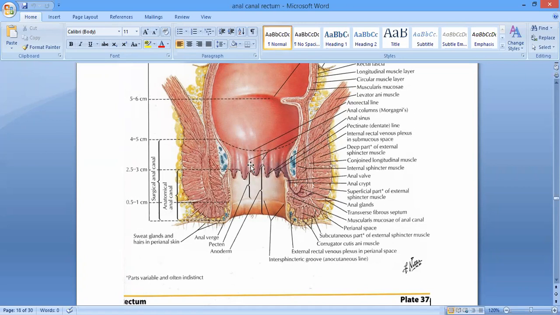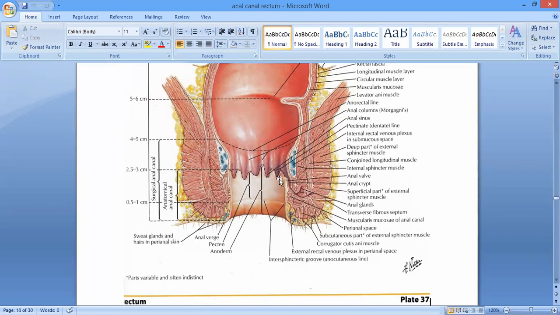Okay? In the upper half of the anal canal we have about 6 to 10 vertical folds of the membrane, and these are called the anal columns or the anal columns of Morgagni, right? And at the lower end of these columns, these are joined by folds of the mucous membrane. These are called the anal valves, right? These folds of the mucous membrane, which join the lower end of these columns, are called the anal valves.